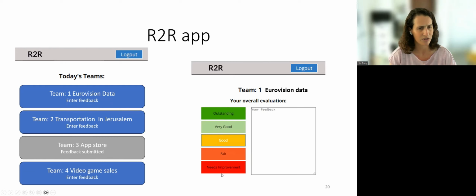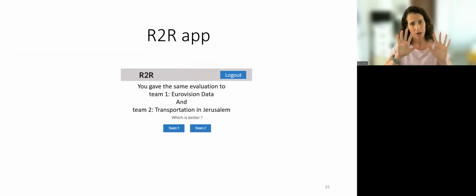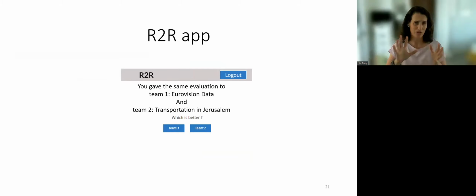Outstanding, very good, good, fair, or needs improvement. And then they can also insert feedback. The feedback part is not mandatory, but some students like to insert feedback, and I read it, so why not? I mean, I already have this online thing going on. And in case, as I said, the same score was given to 2 projects, we have this pop-up question: you gave Eurovision data and also the project about transportation in Jerusalem the same evaluation, which do you think is better? And the students need to answer that.